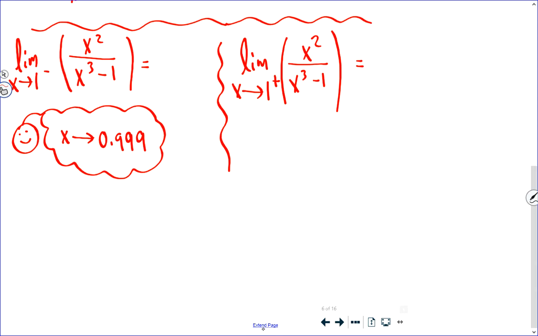Well, when I put 0.999 for x in the numerator and I square it, I get a positive. When I put 0.999 in for x in the denominator, x cubed will be a number a little bit less than 1. And when I subtract 1 from it, I will get a negative denominator. And that means that this is going to be negative infinity because we get a positive over a negative.